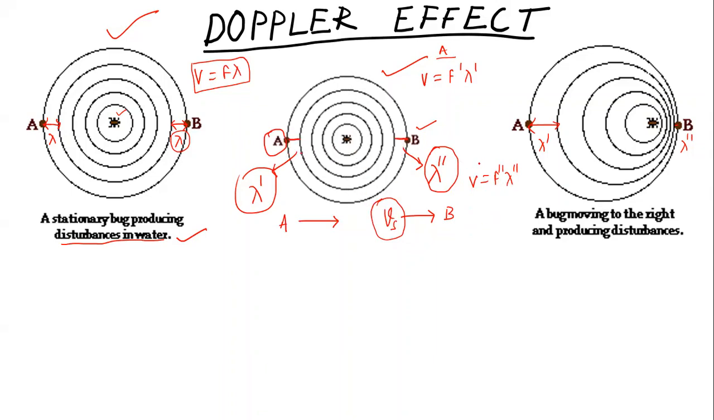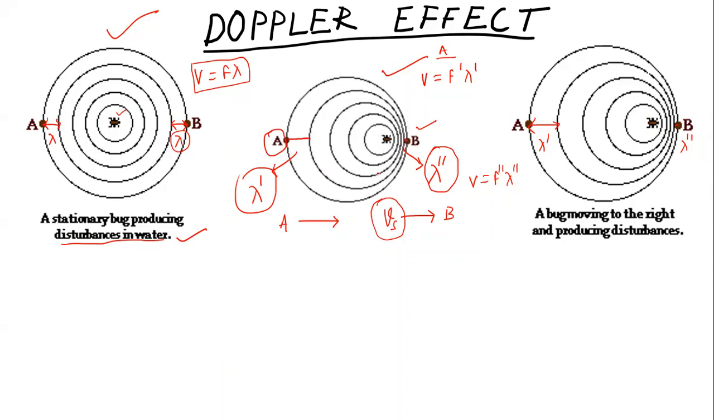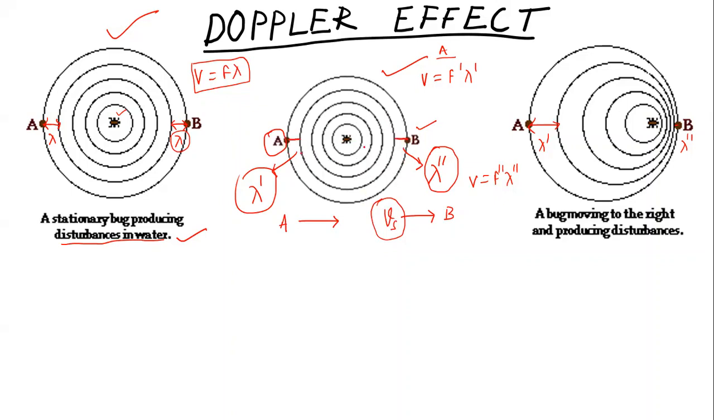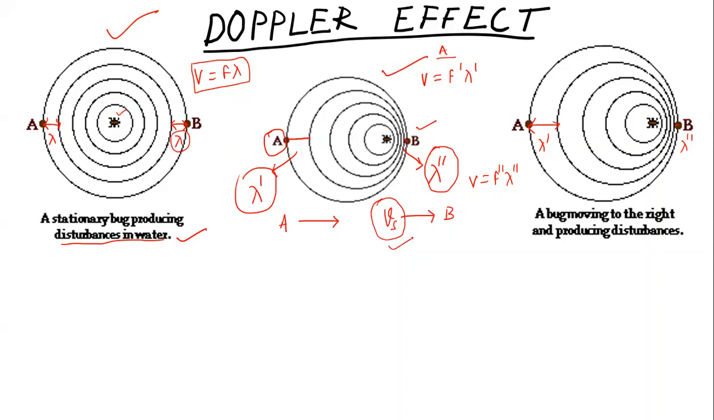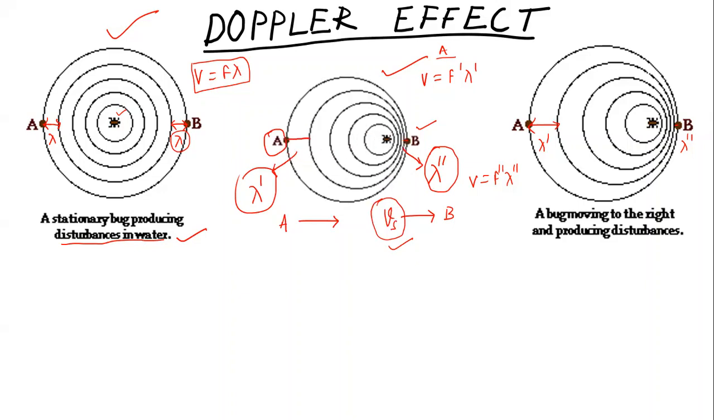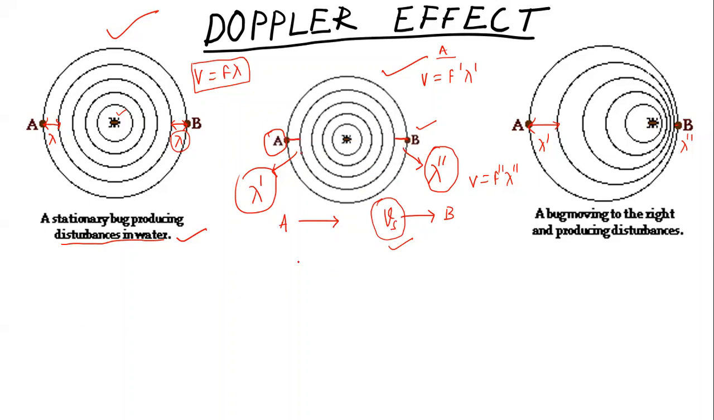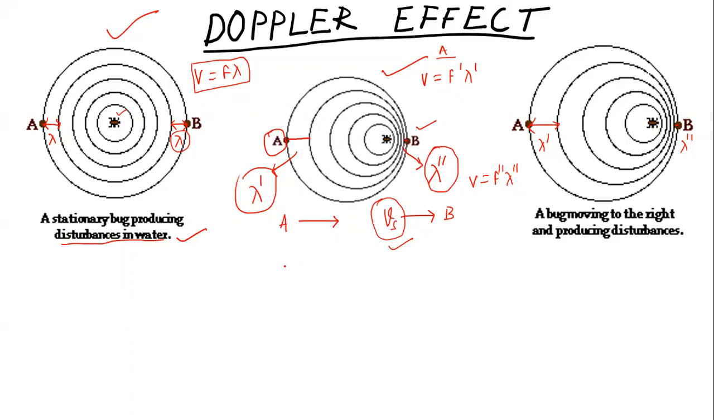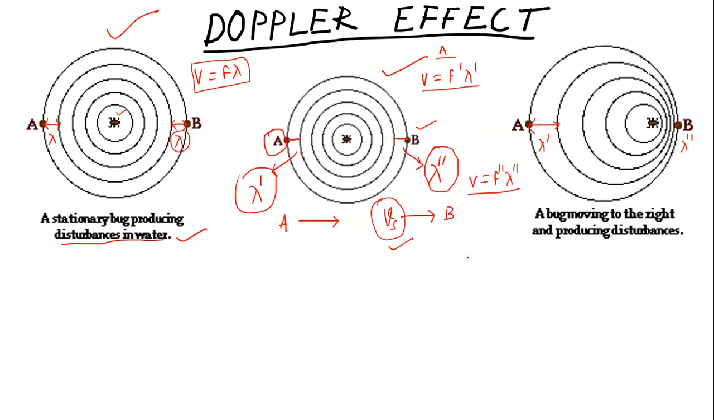So this V is the speed of the disturbance, which is the same. Whatever change you are getting is because of the movement of the source, which is considered to be Vs. Using this, we can frame a mathematical model to find the changed frequency for observer A and for observer B. So how to do that? As I said, let us start with this: V is equal to F dash lambda dash and V is equal to F double dash lambda double dash.